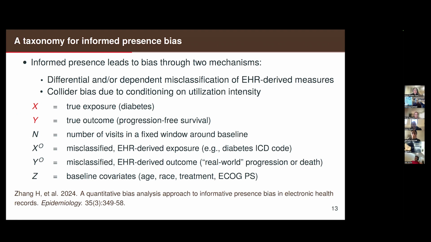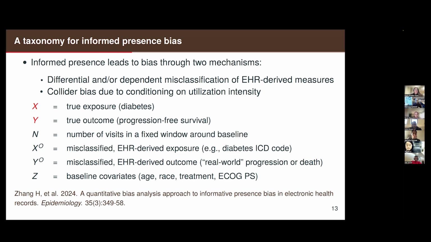So to get a little bit more precise in talking about these two sources of bias, the issue with using the EHR data that I'm raising is that, one, there's potentially differential and/or dependent misclassification of EHR-derived measurements due to that different depth of information for different patients. And then two, there's collider bias that results from conditioning on utilization intensity. I'm going to say more about that coming up.